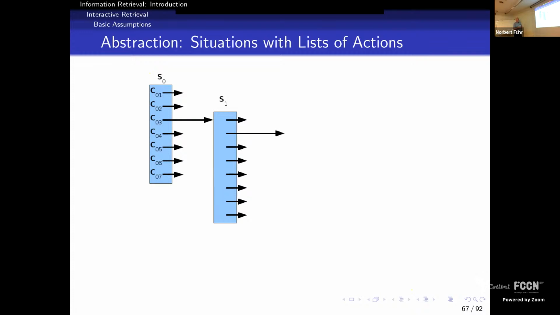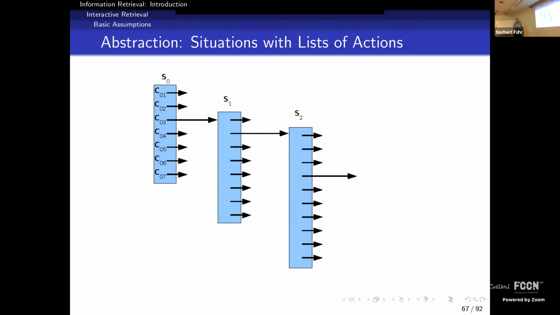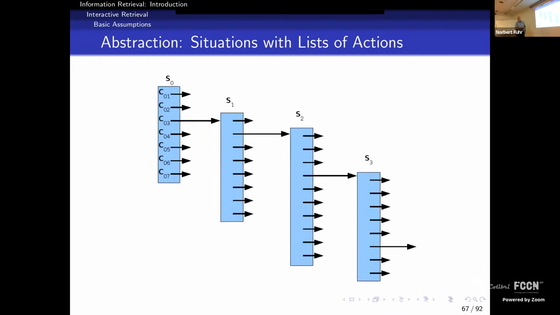And here again, the user goes sequentially through the list, clicks on an item, gets to another situation, and again. Okay, so here every accepted choice brings the user into a new situation. That's the basic idea.